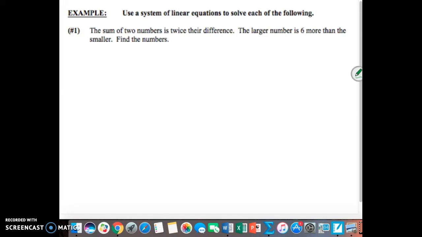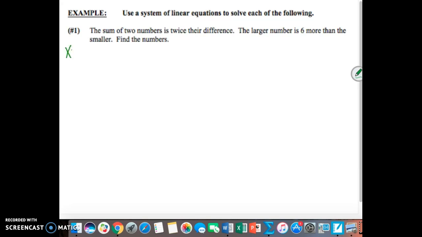The next example says, use a system of linear equations to solve each of the following. Number 1, the sum of two numbers is twice their difference, and the larger number is 6 more than the smaller number. Find the two numbers.